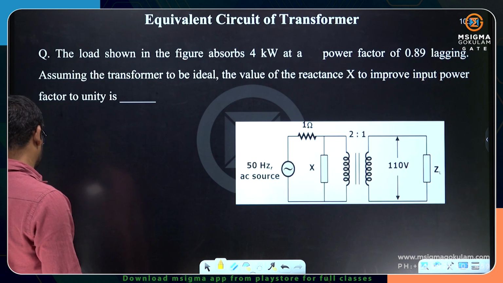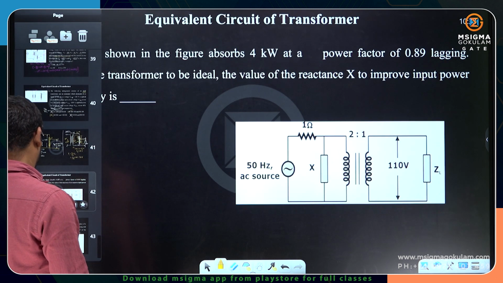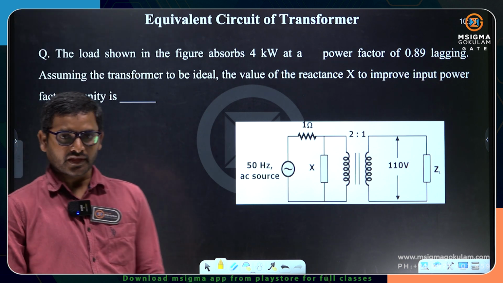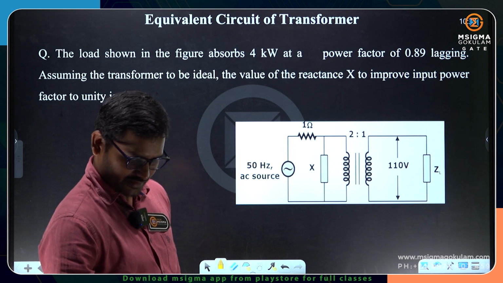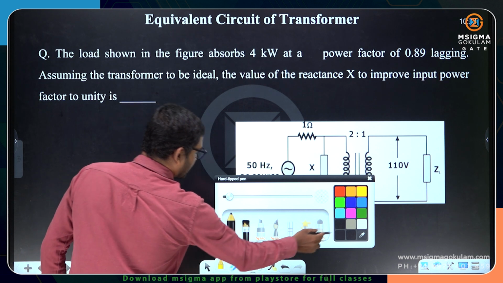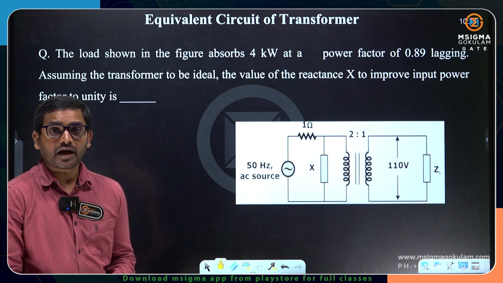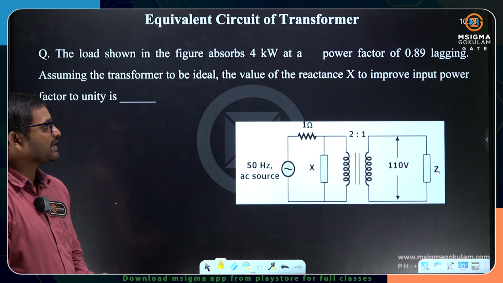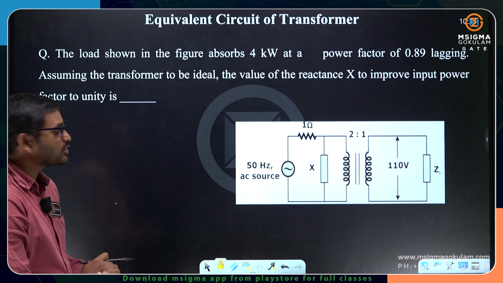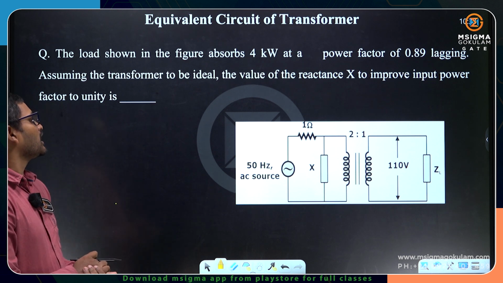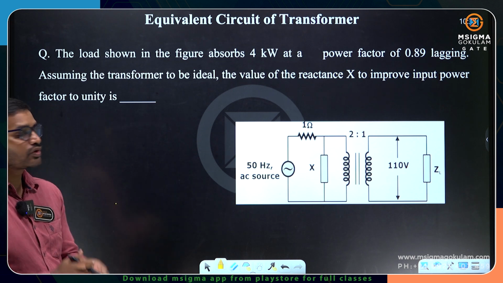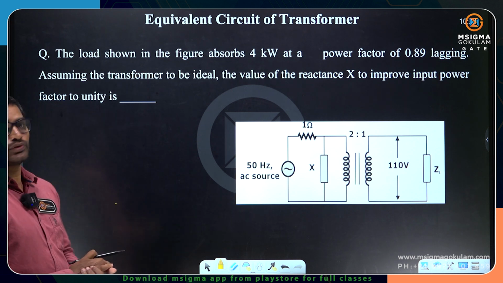I hope this could be the one. I have two more questions left with the equivalent circuit. Let me finish this very quickly. Okay, let's see here. The load shown in the figure absorbs 4 kilowatts at a power factor of 0.89 lagging. Assuming the transformer to be ideal, again an ideal transformer, the value of reactance X to improve the input power factor to unity.